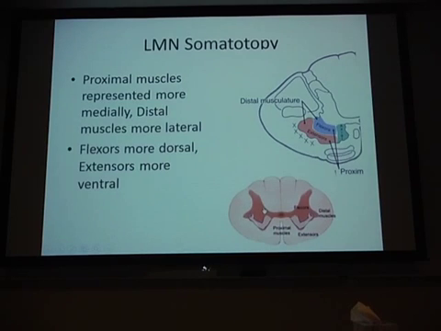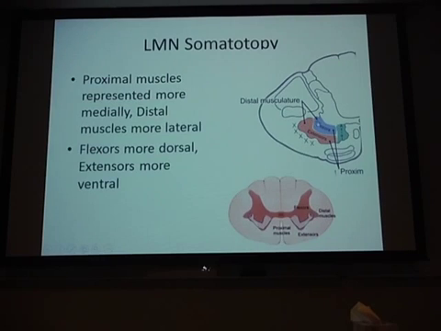Just like in our sensory systems, we're going to see a somatotopic organization of the motor system. The first place we see this is that the cell bodies of those lower motor neurons, both the alpha and the gamma motor neurons, are arranged so that the axial or more proximal muscles are located more medially in the ventral horn, and the distal muscles, for example of the hands and the feet, are located more laterally in the ventral horn.